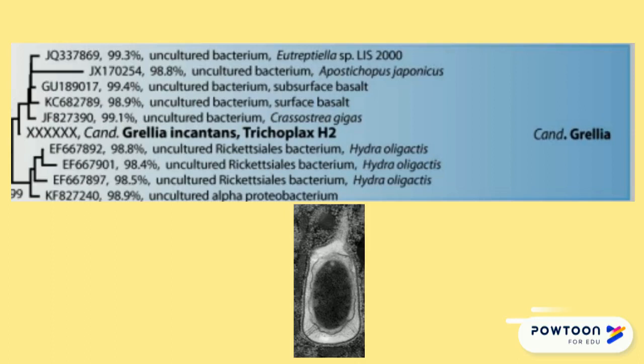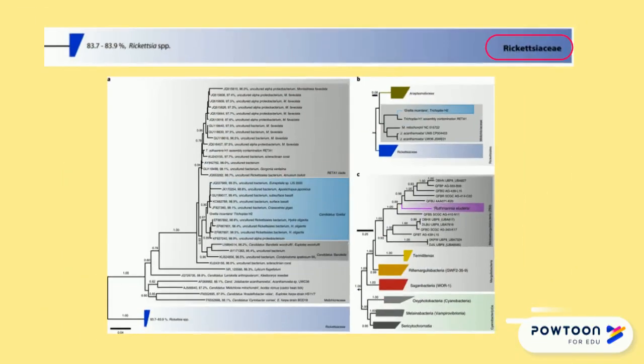Figure 1 in the article represents a phylogenetic analysis of the Trichoplax H2 and the two bacterial species. There is a close association between the G. incantans phylotype, which is placed in the Rickettsial group, and the Trichoplax H2. R. illudens is also placed in the category of Margulisbacteria.